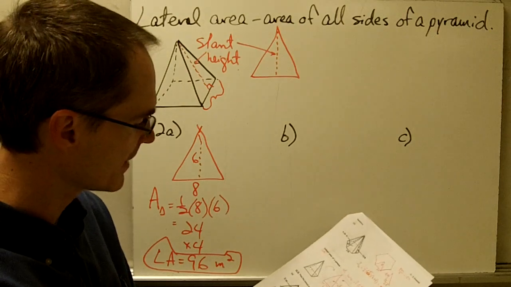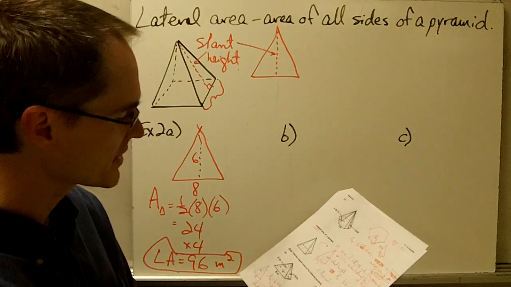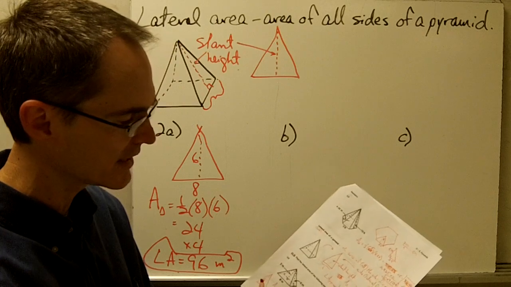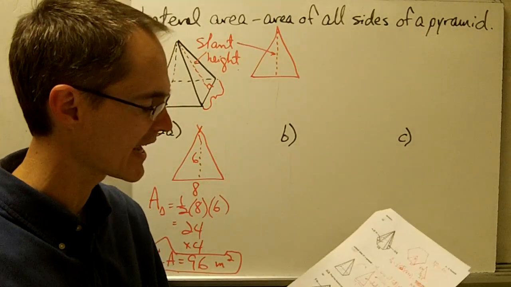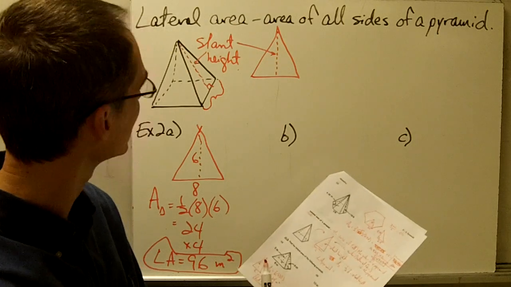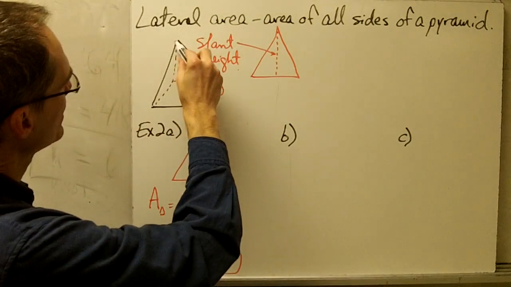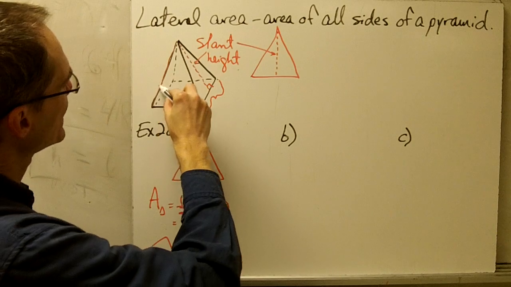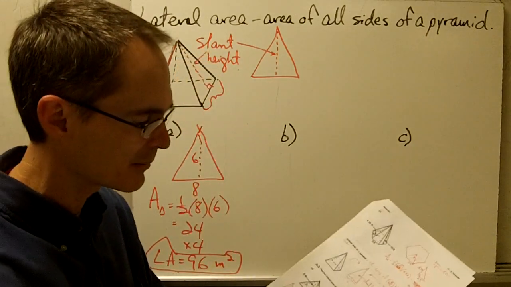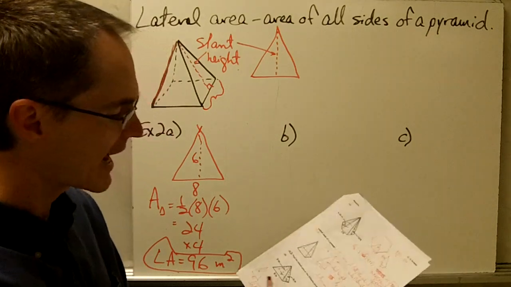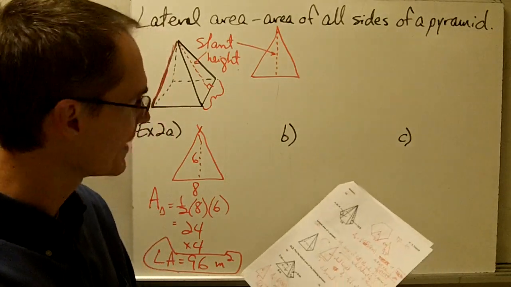All right, now in example 2b, notice in this one, I'm not actually given the value of the slant height of my triangle, so I'm going to have to figure out what the slant height is. The value that I'm actually given is this value over here, which is the edge of that pyramid. I'm given the edge length. Well, I can use that to find what my slant height is.